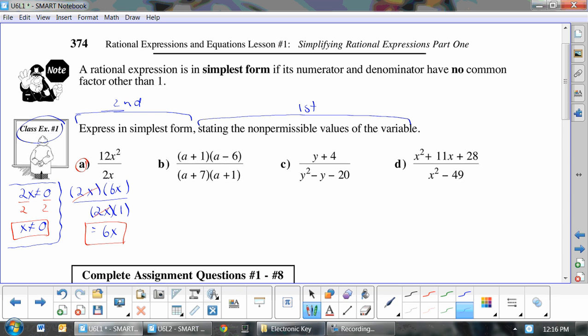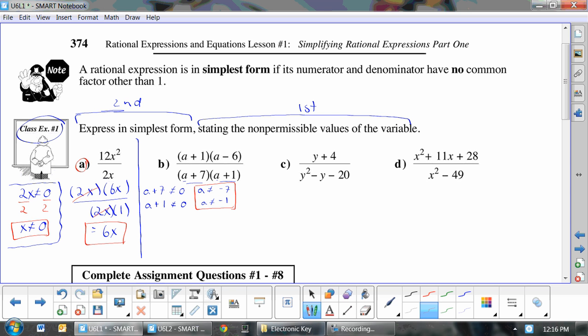Yeah. So for B, because it's already factored, it just means we say, okay, we have two factors that have a in it. That means we're going to have two non-permissible values. So it's actually a little bit easier because they've already done part of our work for us. So we just go a plus 7 cannot equal 0. So a cannot equal negative 7. And then we go a plus 1 cannot equal 0. So a cannot equal negative 1. So these are our two non-permissible values.